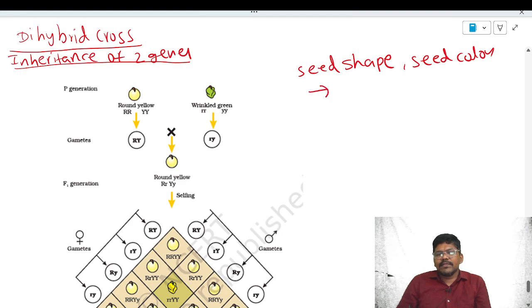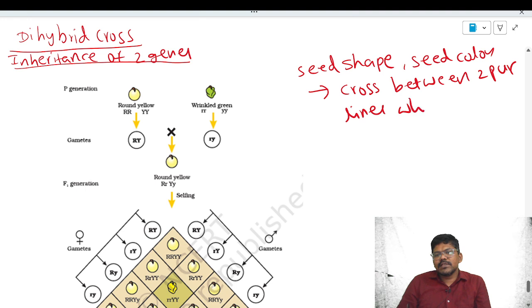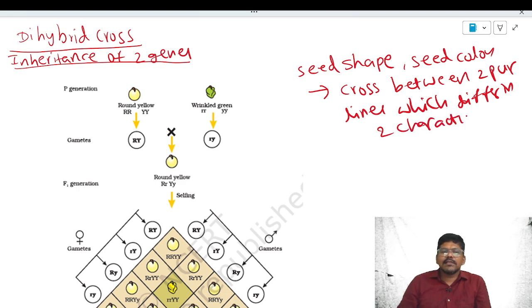If you see the definition, a dihybrid cross is a cross between two pure lines which differ in two characters. If you see the genotype of the parent generation, it is homozygous dominant for seed shape and homozygous dominant for seed color.